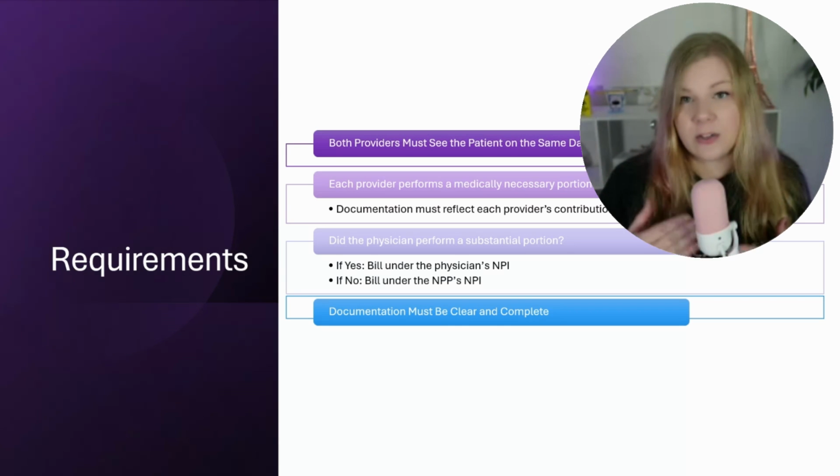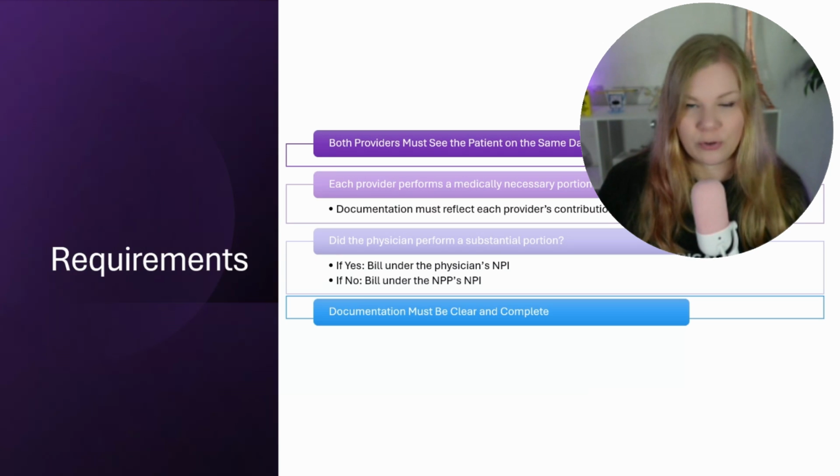Documentation is really key here. The medical record needs to clearly indicate which parts of the service each provider performed, and that's critical for compliance and it helps ensure that you're billing correctly.